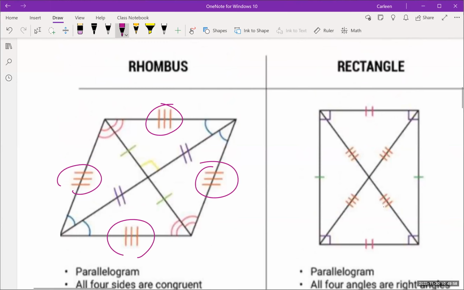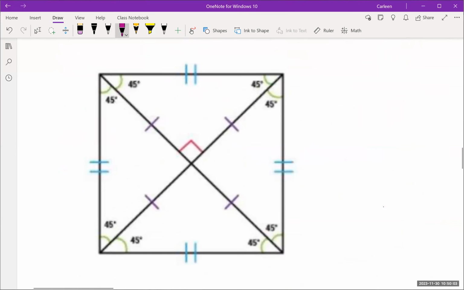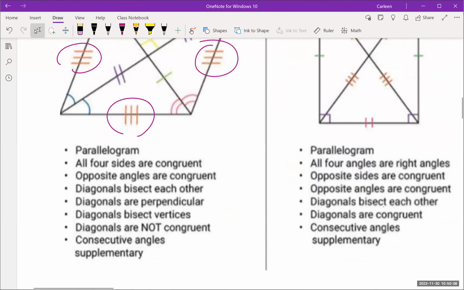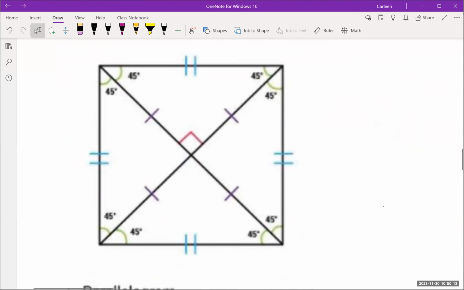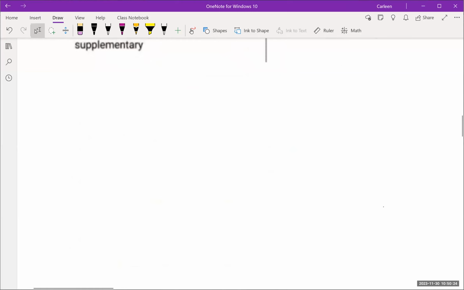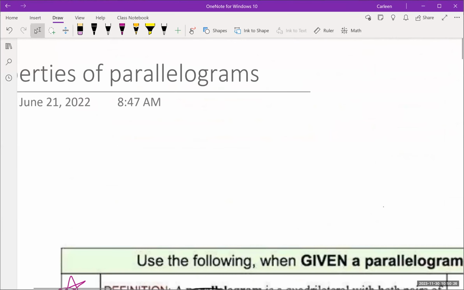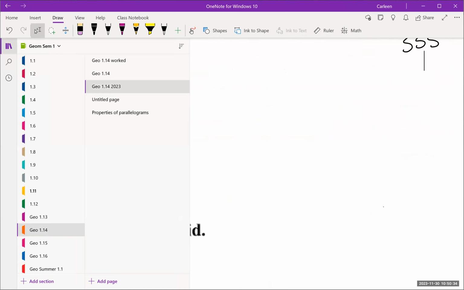Okay, then the rectangle. And the square is everything. Notice a rhombus has equal sides. A rectangle has 4 right angles, and the square has everything. Okay. So the puzzles and the school yourselves that you do are going to talk about that as well. So we're going to get to those.